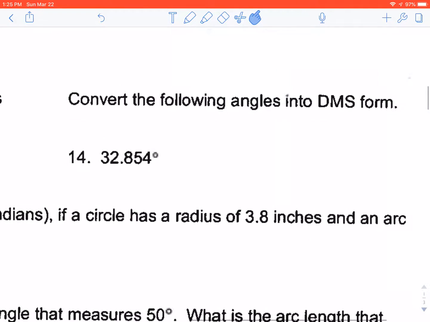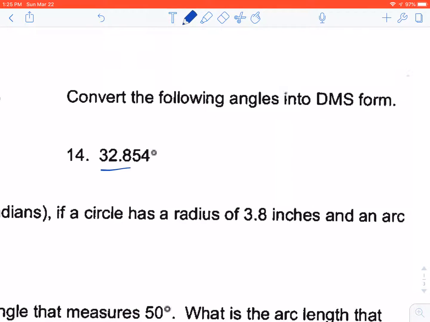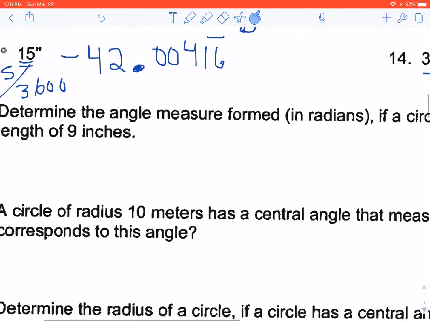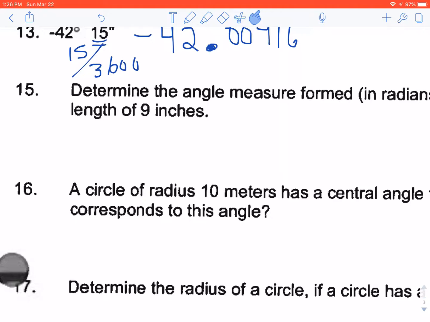And then to convert to DMS, this is where we're going to use the calculator. So we're going to put this decimal into the calculator, and then go to second angle, and I believe it's number 4 is DMS, and it will change it right away for you to 32 degrees, 51 minutes, and 14 seconds. Okay, the next one, and these are the ones that are probably the toughest.